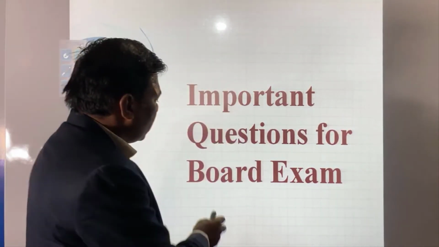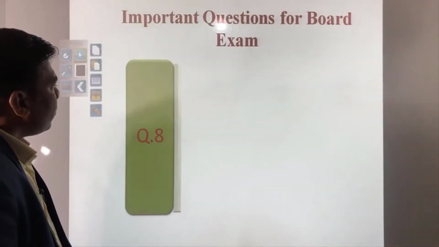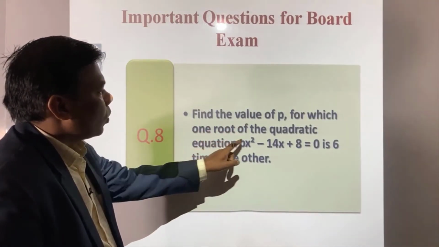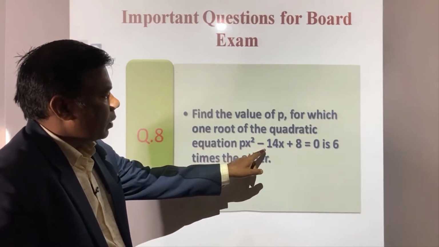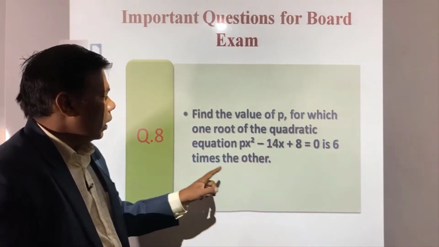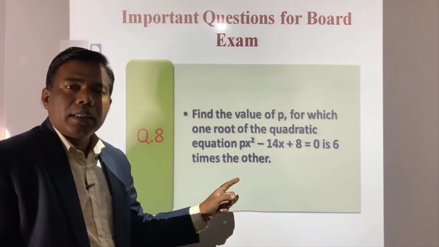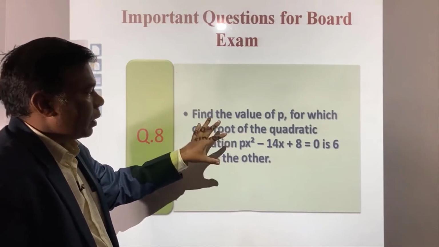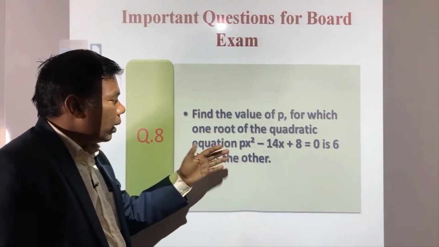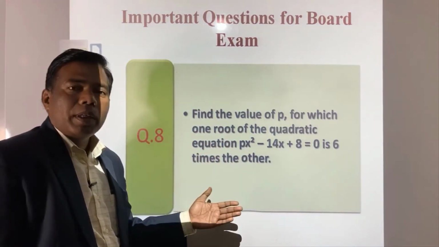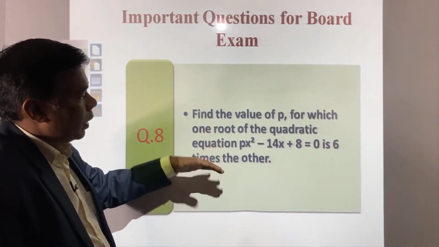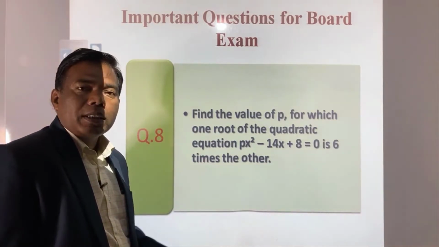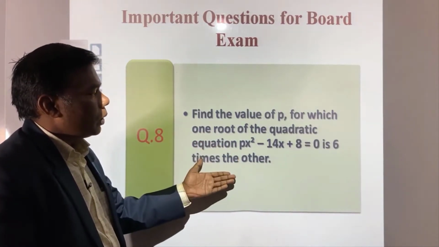So, let us start. Today we have taken: find the value of p for which one root of the quadratic equation p x square minus 14x plus 8 is equal to 0 is 6 times the other. See, it looks very easy and it is easy, but if you are not doing practice, you may have problems while solving in the exam. So, watch properly, do practice. Although it is easy, do practice many times and find similar questions and try to solve.